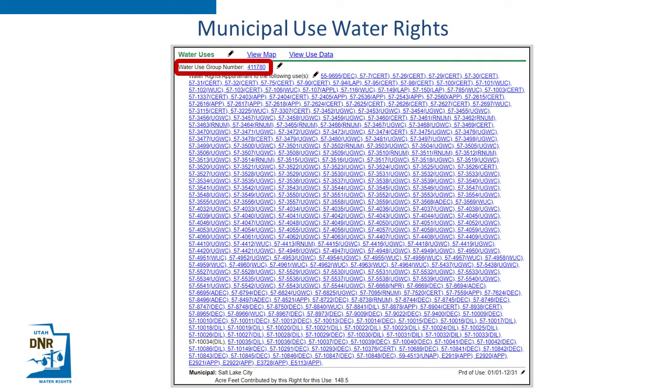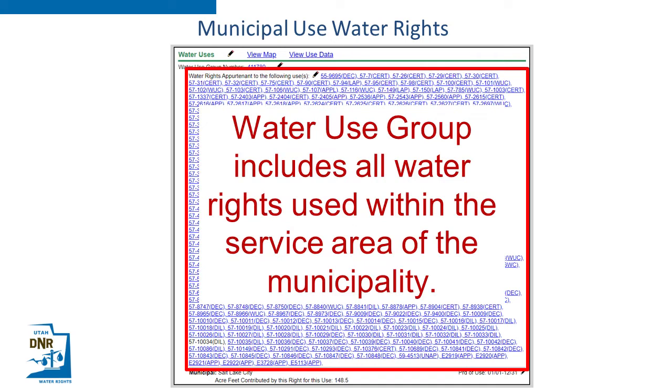Here's an example of a large water use group used for a municipal system. This water use group includes all the water rights used within the service area of the municipality. A water right from a different water right drainage may be included in the water use group. This could be from a municipal right, or it may be associated with a federal water project that imports water from another basin to be used as a supplemental supply for the described uses.